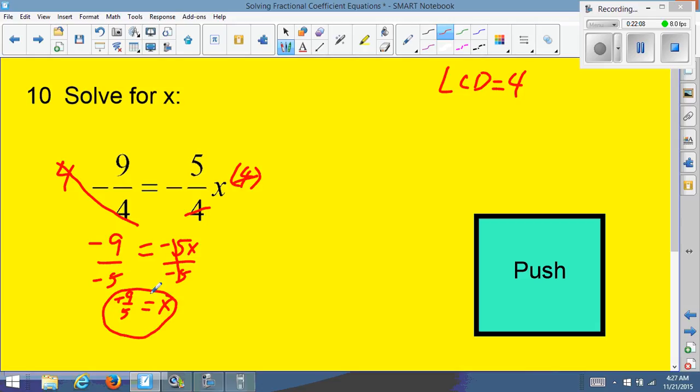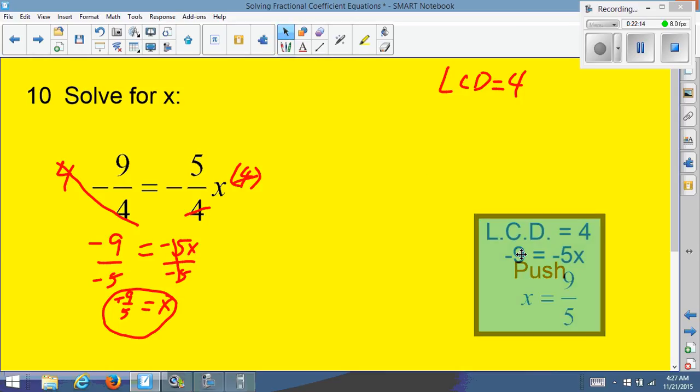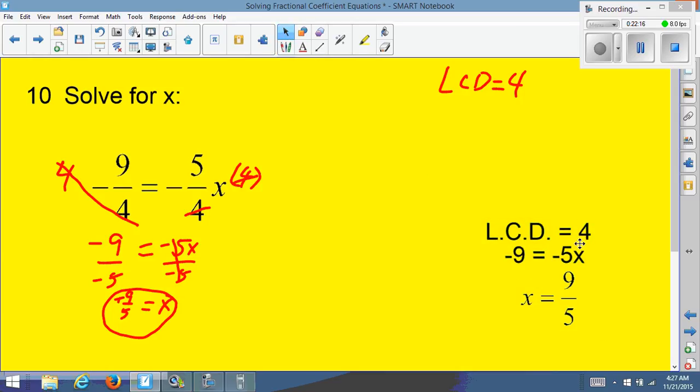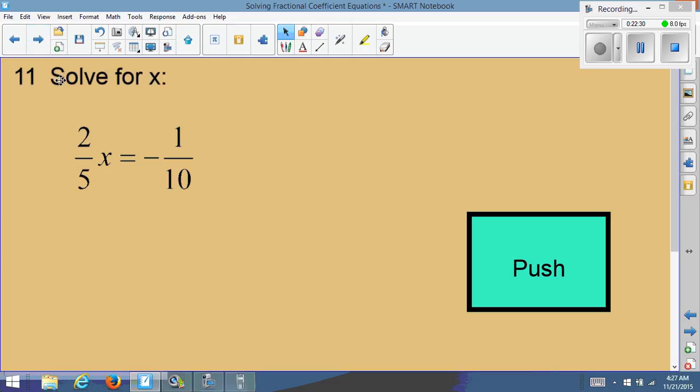Ooh, we got a fraction? Yes, we do get fractions at times, so don't let that stress you out. It's the same process. Get your LCD, multiply both sides by the LCD, cancel out, simplify, and check your answer. So 9 over 5. You can check that one yourself. Here's another question for you. Solve for x: 2/5 x equals negative 1/10. So give that a try.